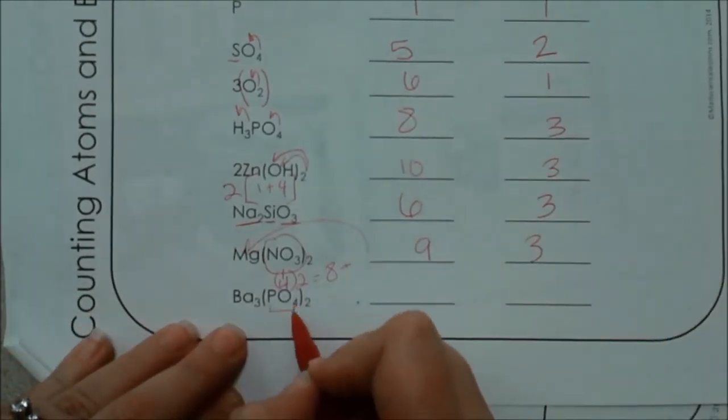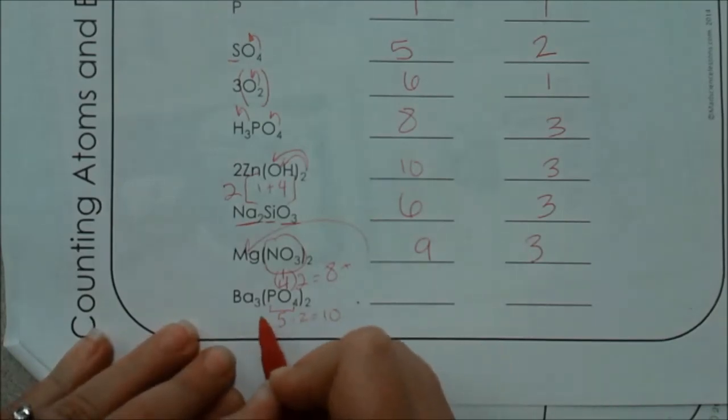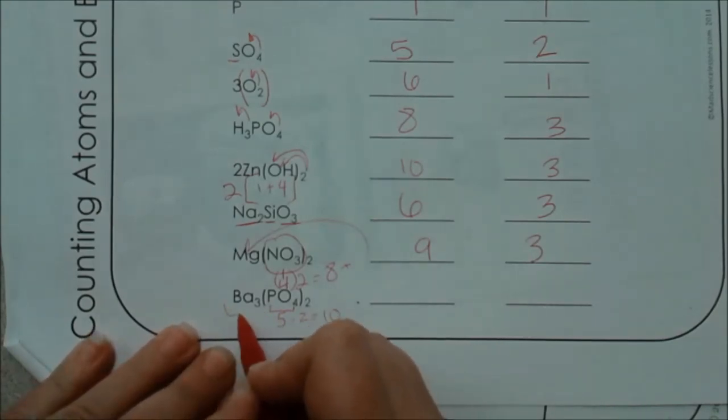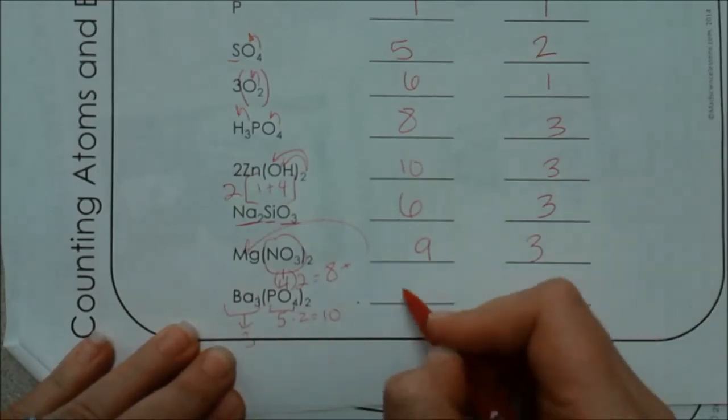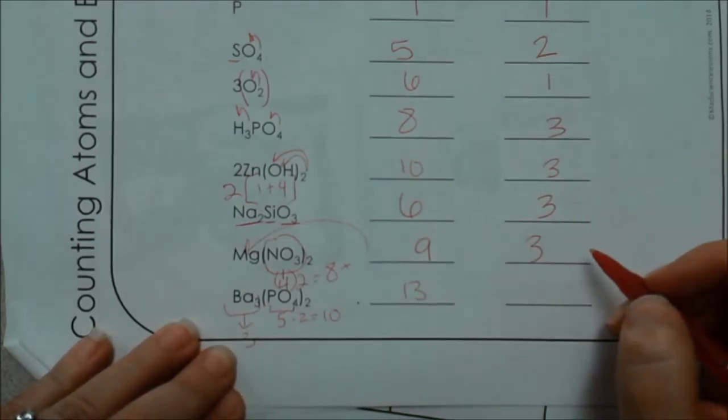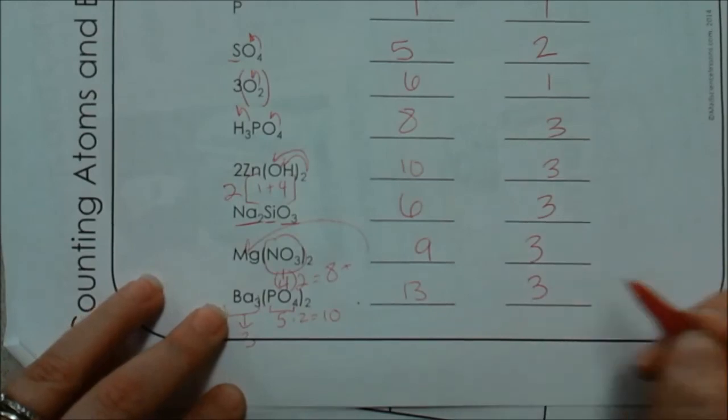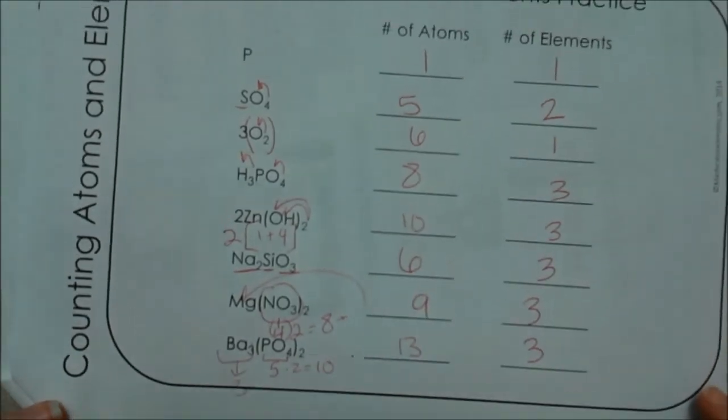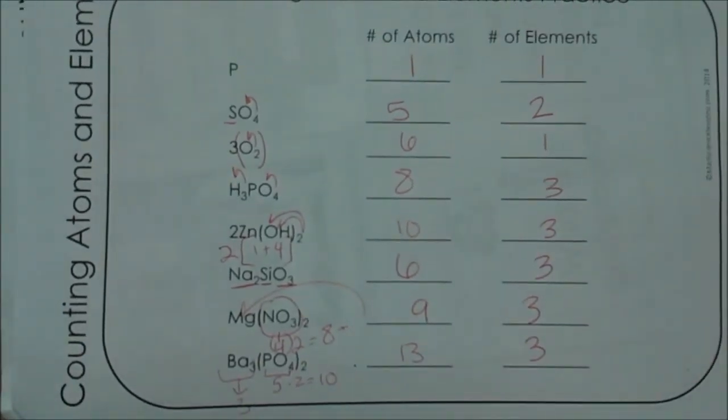Here, these are 5 times 2 is 10, plus this is 3, 13, but there are 1, 2, 3 different types. There you go. Feel free to watch it again if you're still confused.